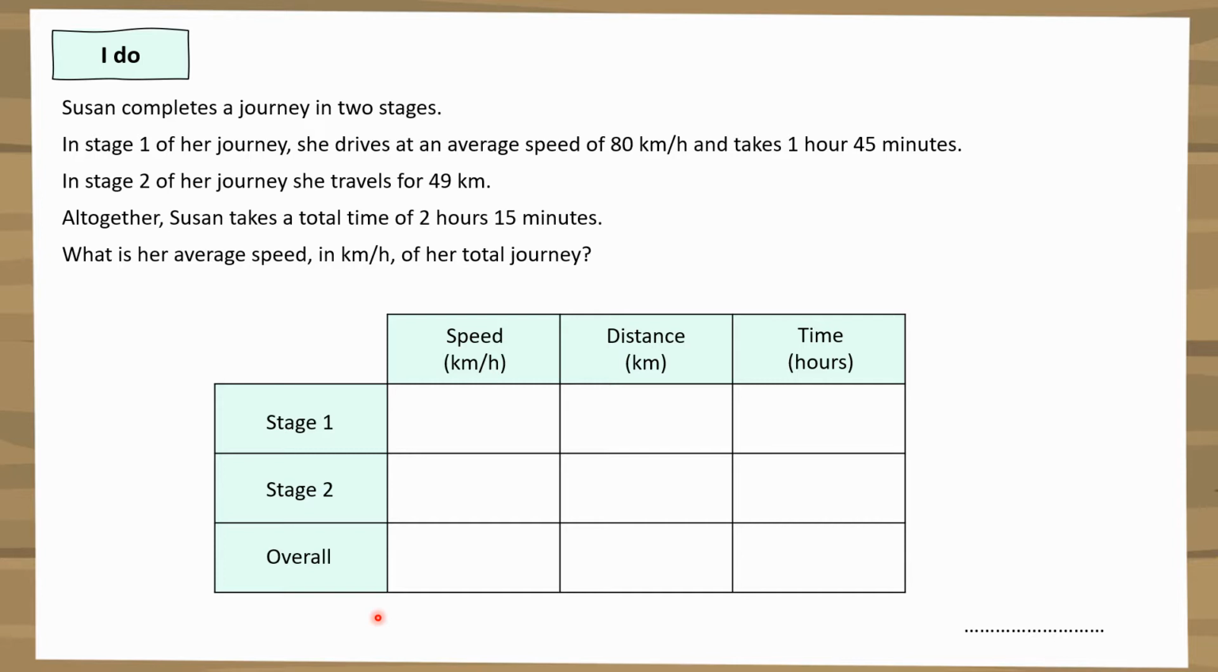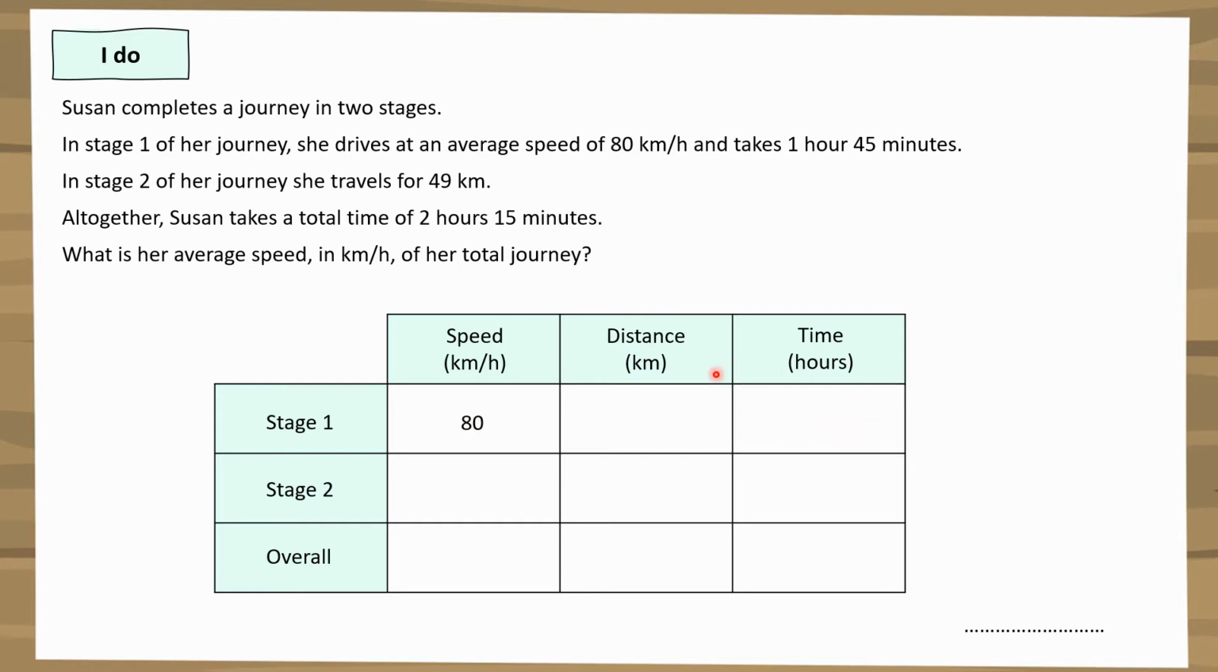So to reread the question, it says that in stage 1 of her journey, she drives at an average speed of 80 kilometers per hour. So here in stage 1, I can put 80 kilometers per hour. And then we also are told that in stage 1 of the journey, it takes 1 hour 45 minutes.